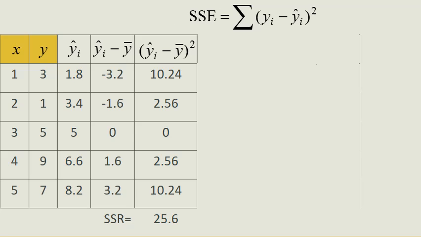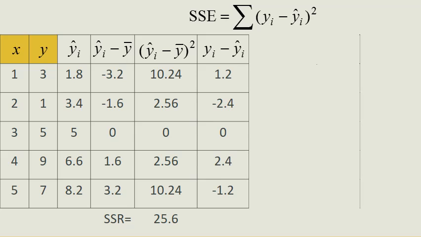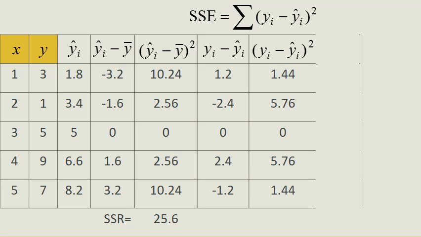Next, we'll do the error sum of squares. The formula uses only y and y hat. First, we'll find y minus y hat for each point. These are the residuals. Next, we'll square them to get these values. And the sum of these squares is equal to 14.4, and that is our error sum of squares.